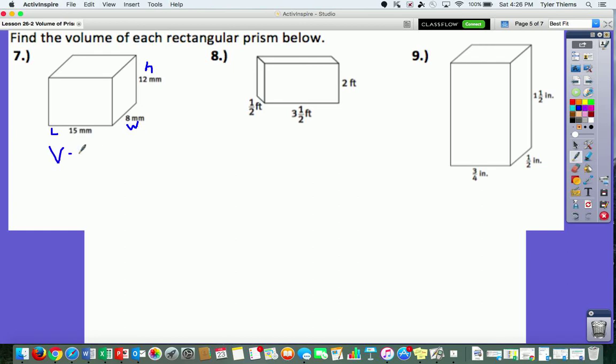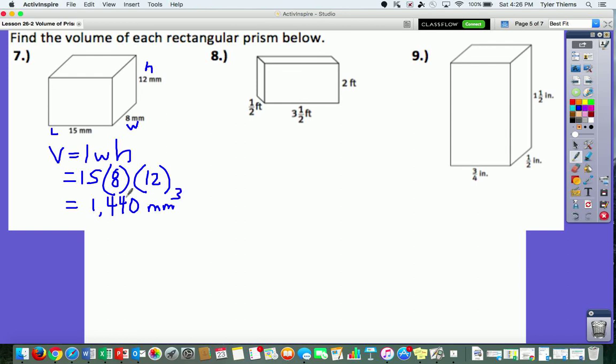So volume is equal to length, width, height. We start by writing your volume. The length is 15. The width is 8, and the height is 12. So when you use your calculator and do 15 times 8 times 12, you should get 1,440. And that would be our answer. We just need to make sure we put millimeters cubed, or cubic millimeters, as your final answer. That is the volume that this rectangular prism takes up.